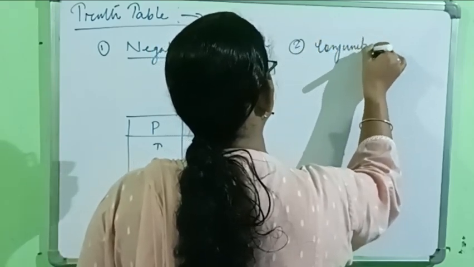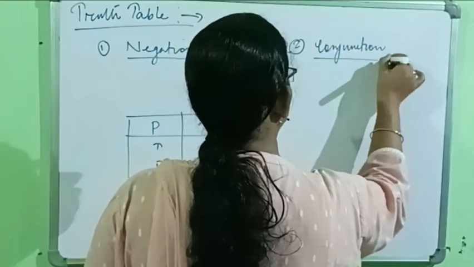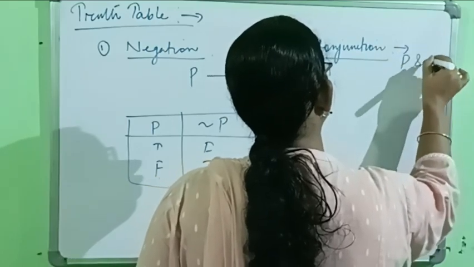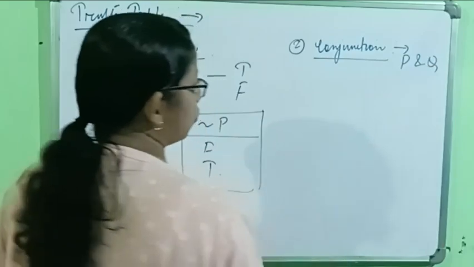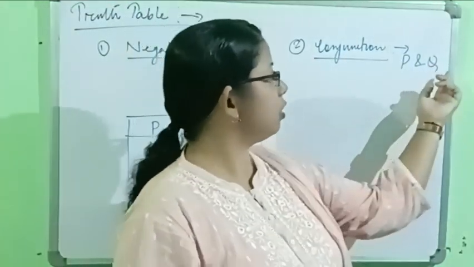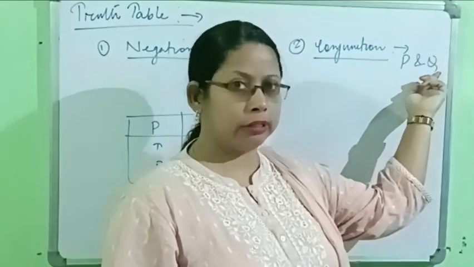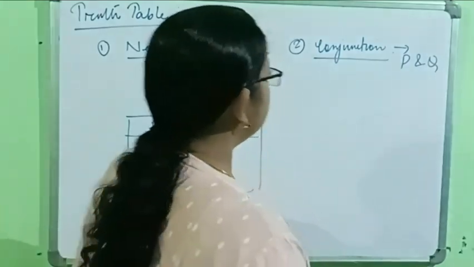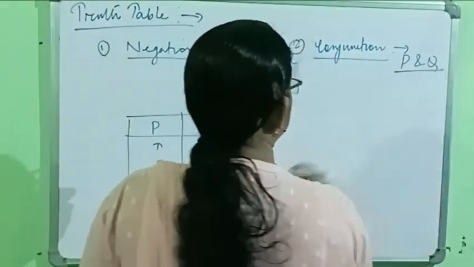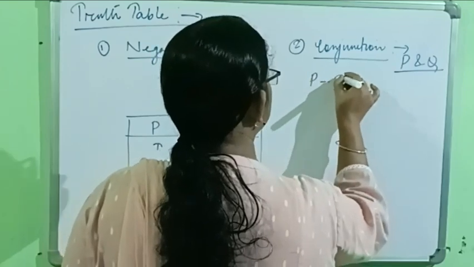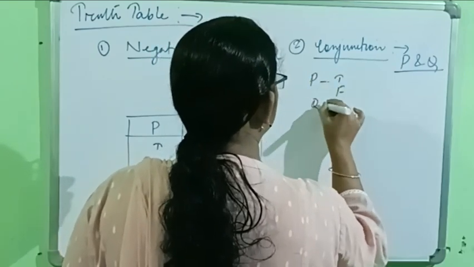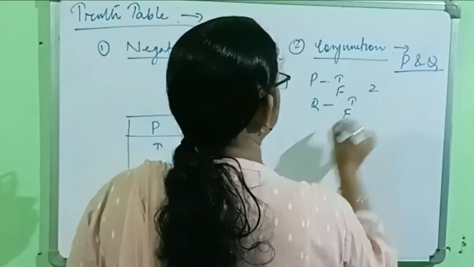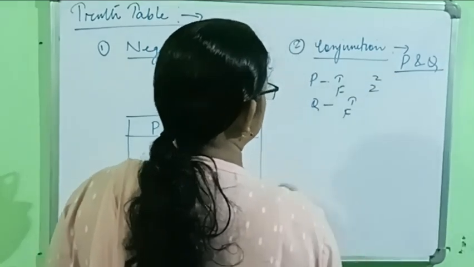Second one, the conjunction. Conjunction is this one. P is my one statement and the other is denoted by Q. We have already discussed what conjunction is. You should go to that lecture and check it out. So here I have two sentences. For one it is true or false. For another I will get another true or false. That means for two statements, I have two choices each.